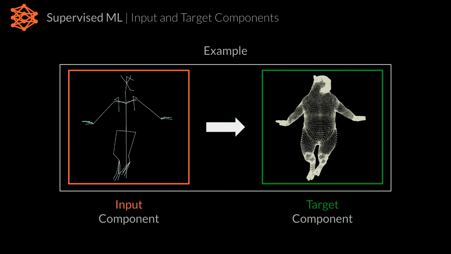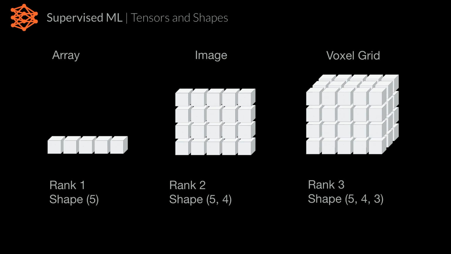Throughout this talk, I will refer to these 2 parts of a labeled example by input component and target component, and I'll usually use the same colors for this. I will use orange for input and green for target. Both the input and the target component consist of several tensors. And each of these tensors has a shape. A tensor is, I'm not going to go too deep into it, but it's basically a multidimensional array. So if you have a flat array of 1 dimension, it's a tensor of rank 1. If you have a grayscale image, for example, you have a tensor of rank 2. If you have a voxel grid, you have a tensor of rank 3.